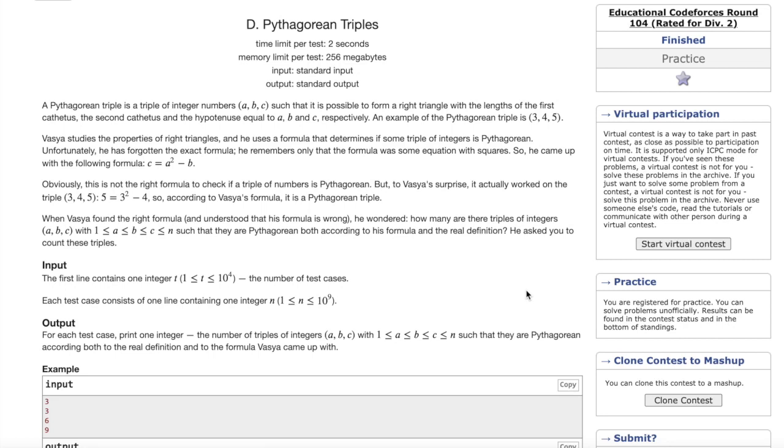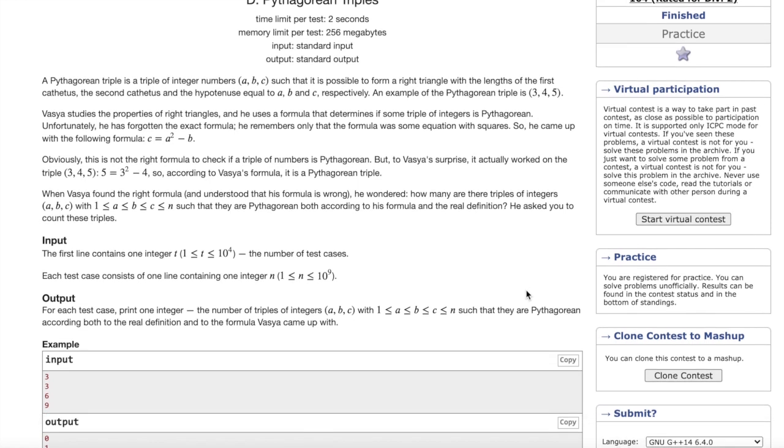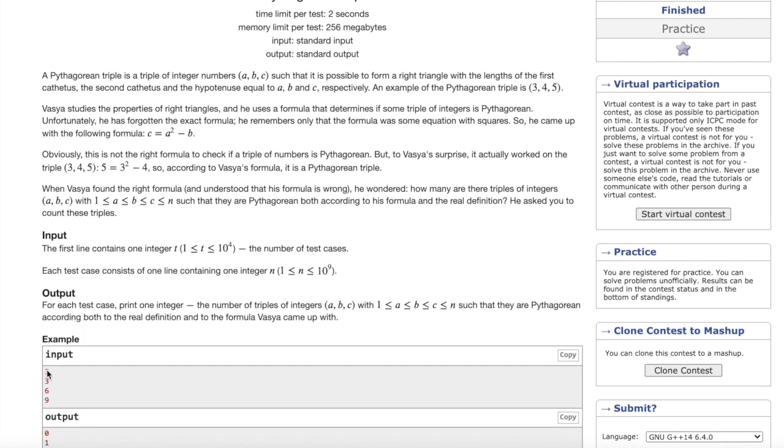Hello, today we'll be going over Educational CodeForces Round 104, Problem D, Pythagorean Triples. Now, in this problem statement, you're essentially given a number of test cases, and for each test case, you're given one integer n.